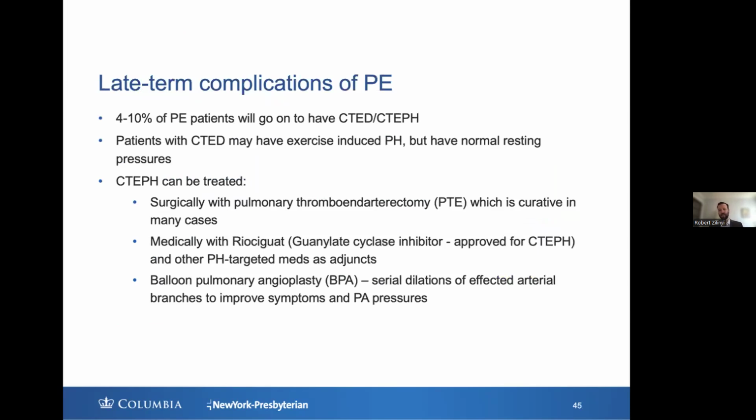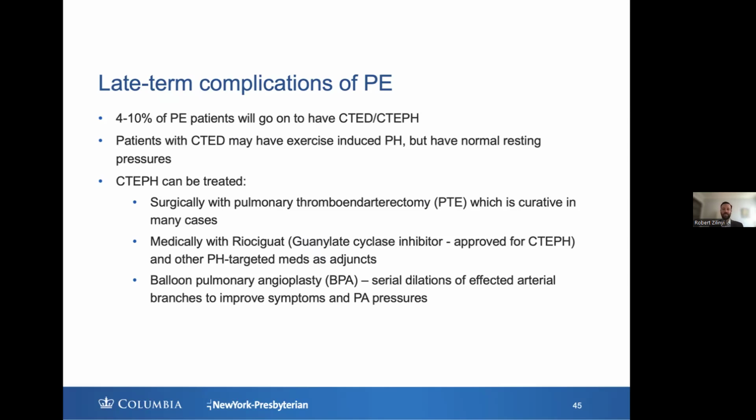So moving past the acute PE and into the late-term complications of pulmonary embolism, as we said above and before, 4 to 10% of PE patients will go on to have chronic thromboembolic disease or chronic thromboembolic pulmonary hypertension. Patients with CTED may have exercise-induced PH, but will have normal resting pressures. CTEPH can be a severely life-limiting illness and will ultimately lead to progressive RV failure and death if left unaddressed. And so it's important to have longitudinal follow-up with patients after an acute pulmonary embolism to ensure that we identify these patients early and get them on medical therapy and consideration of either surgical or percutaneous management of their disease.